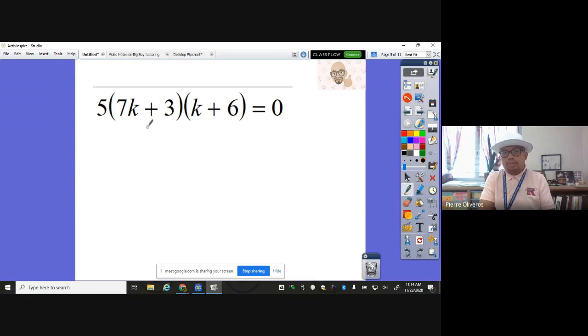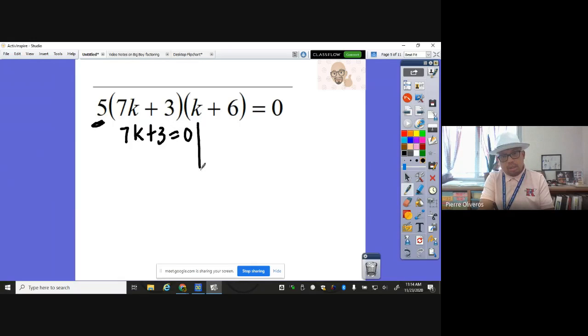5 times the quantity 7k plus 3 times the quantity k plus 6. Again, this is also in factored form, except that there's a GCF. Do not worry about the GCF there because the GCF is only a 5. There's no variable to it, so you don't have to worry about it. So just do it like what we did in the previous one.